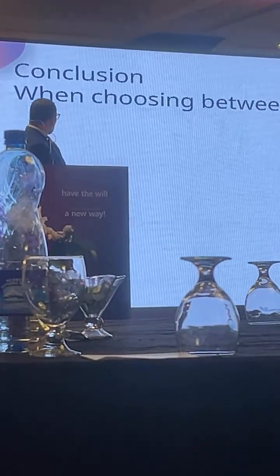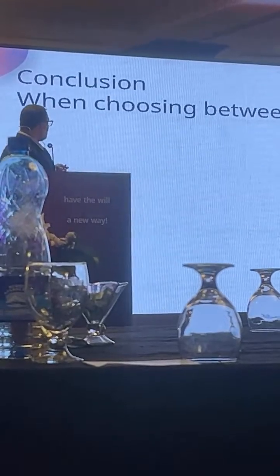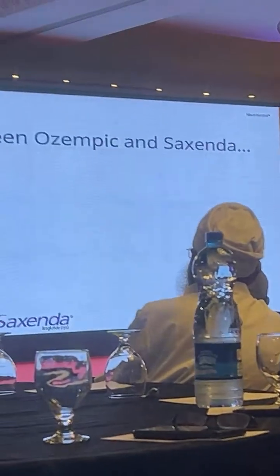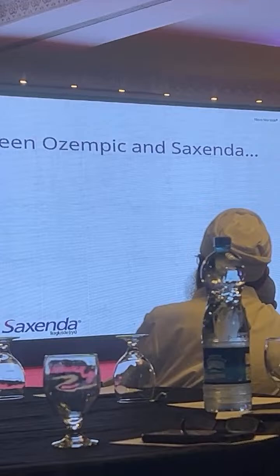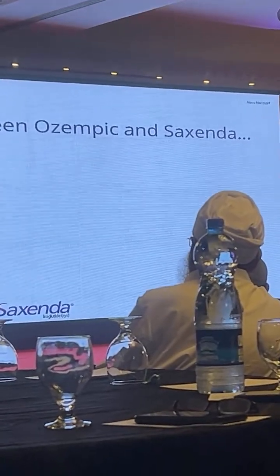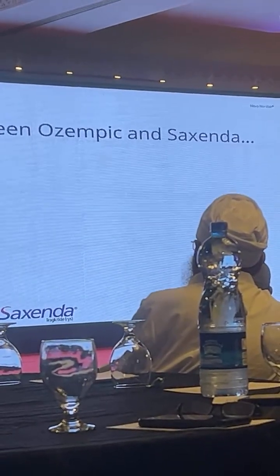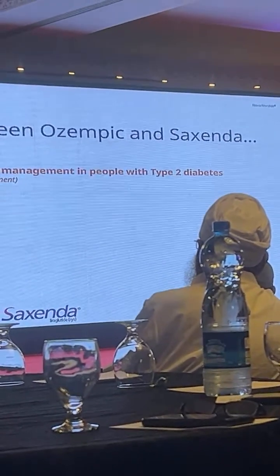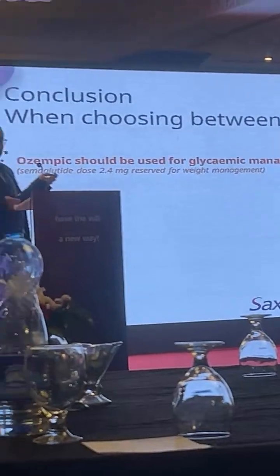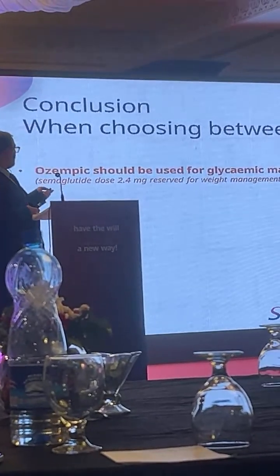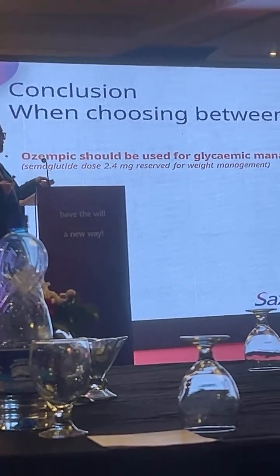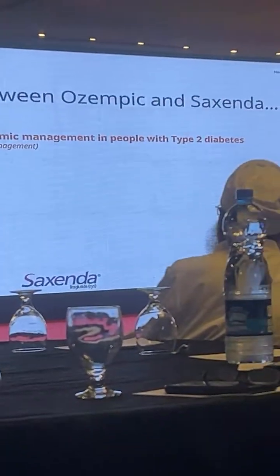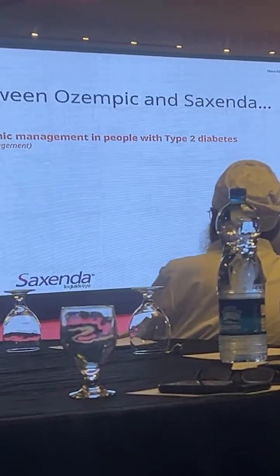So, in conclusion, when choosing between Ozempic and Saxenda, until you get the 2.4 later, I hope you get it at some point, but at least for now, choosing between 1 milligram semaglutide or Ozempic and 3 milligrams of liraglutide, Saxenda: Ozempic should be used for glycemic management in people with type 2 diabetes because that's what it has the evidence for at that dose. And semaglutide 2.4 milligrams should be reserved for weight management, but we don't have it yet here.